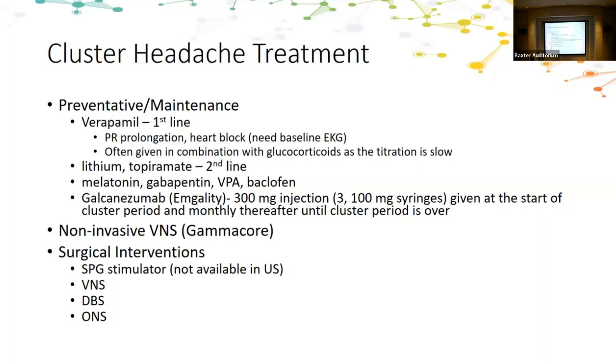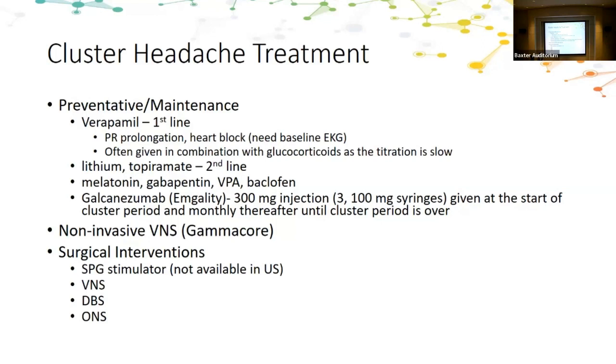Galcanezumab, which is one of the CGRPs, is Emgality. In my clinical experience, when I have had adult patients while rotating through those clinics, this has been reported as a game changer for these patients. The 300 milligrams is 3 100 milligram syringes given at the start of a cluster period, and then monthly for as long as that cluster lasts. You can also use gammaCore for prevention as well.